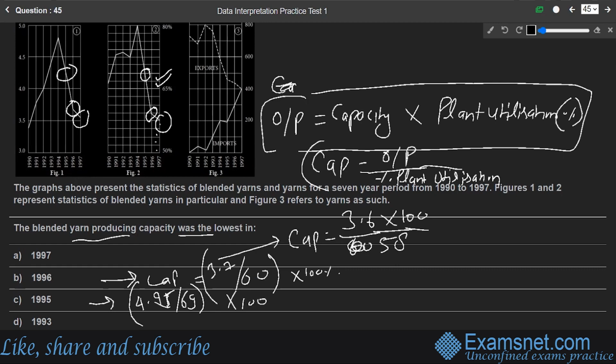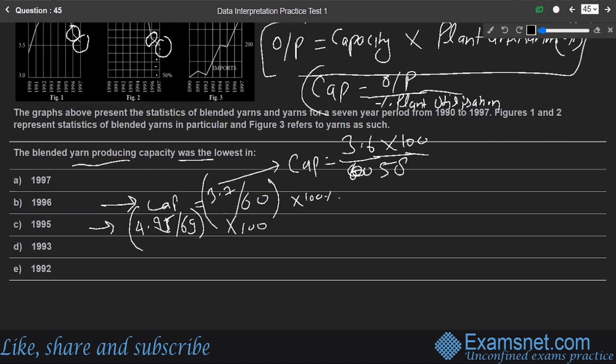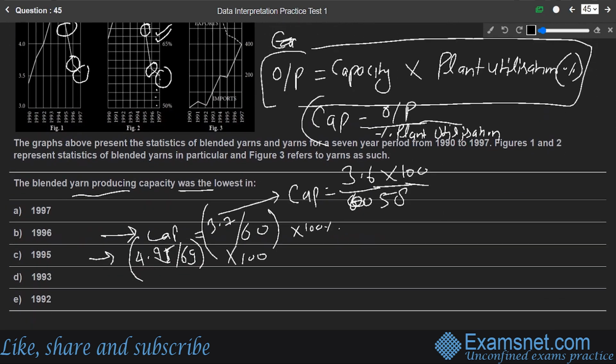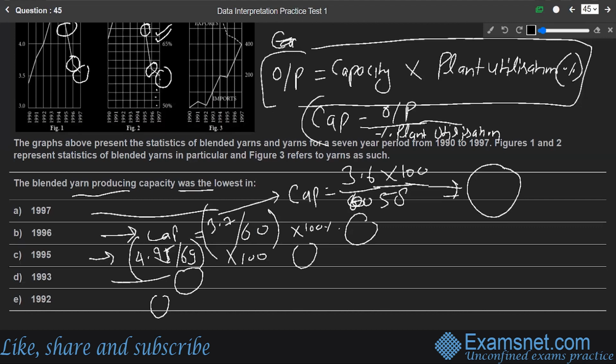After comparing them, we reached a result that the value of 1994 seems to be the maximum. So let us calculate the value of 1994 as well. We have to see the blended yarn producing capacity was the lowest, so we need to find the lowest capacity. After observing all the data and calculating all the percentage values for each option, we have observed that the production capacity of the blended yarn is lowest in the year 1997, which is the right answer. Option number A.